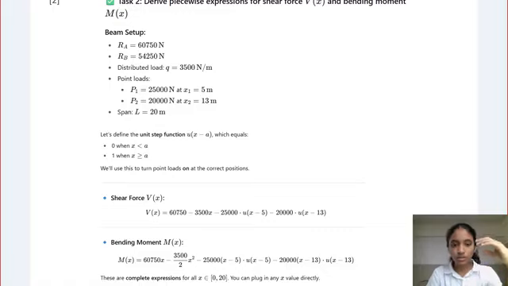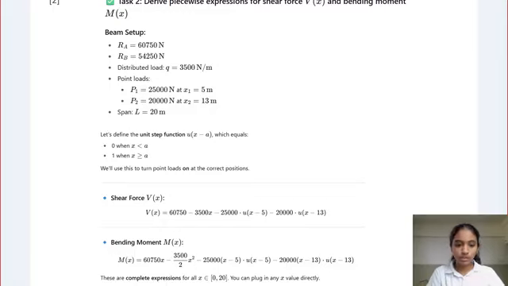2500 is the P1 at x equal to 5. Basically, the 20,000 is the P2, which is acting at 13 meters. For the bending moment, we consider the various moments along that beam.